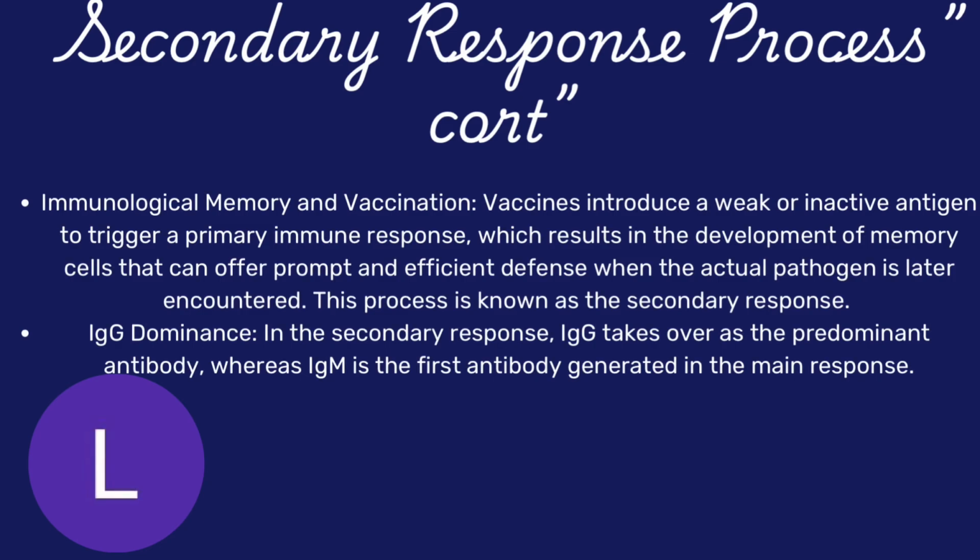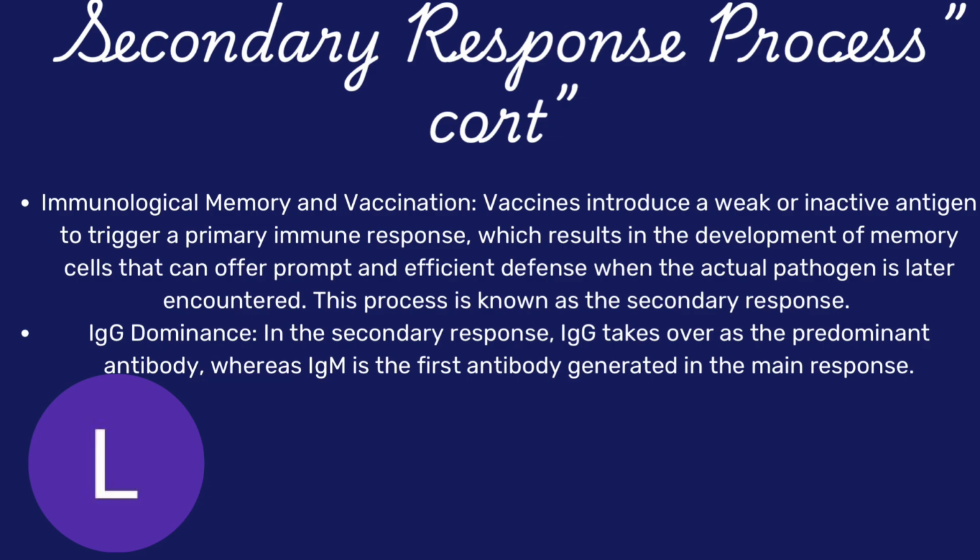Immunological memory and vaccination. Vaccines introduce a weak or inactive antigen to trigger a primary immune response, which results in the development of memory cells that can offer prompt and efficient defense when the actual pathogen is later encountered. This process is known as the secondary response.